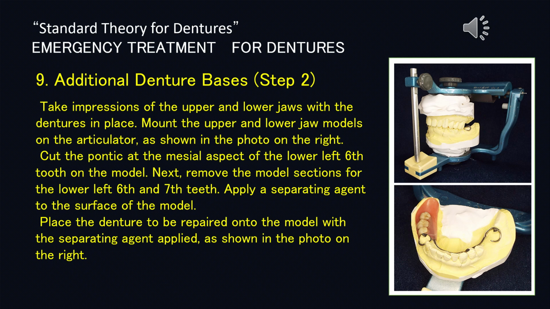9. Additional denture bases. Step 2. Take impressions of the upper and lower jaws with the dentures in place. Mount the upper and lower jaw models on the articulator, as shown in the photo on the right. Cut the pontic at the mesial aspect of the lower left sixth tooth on the model. Next, remove the model sections for the lower left sixth and seventh teeth. Apply a separating agent to the surface of the model. Place the denture to be repaired onto the model with the separating agent applied, as shown in the photo on the right.